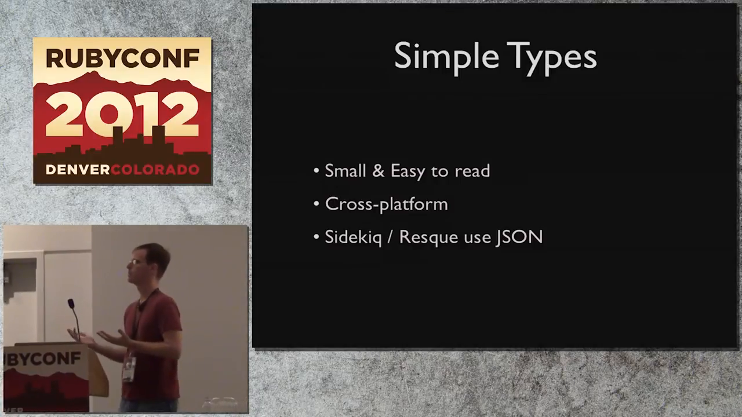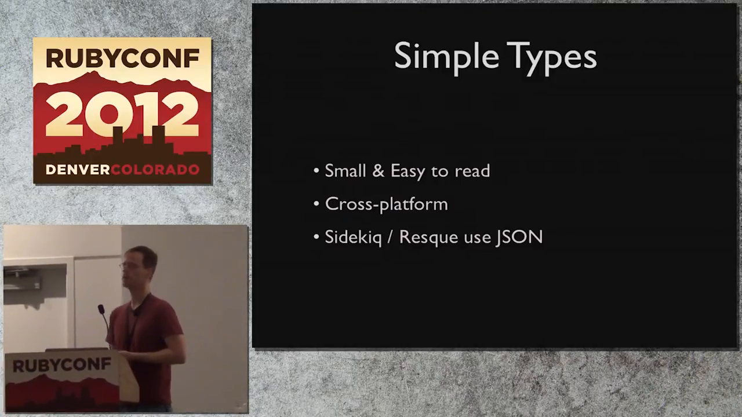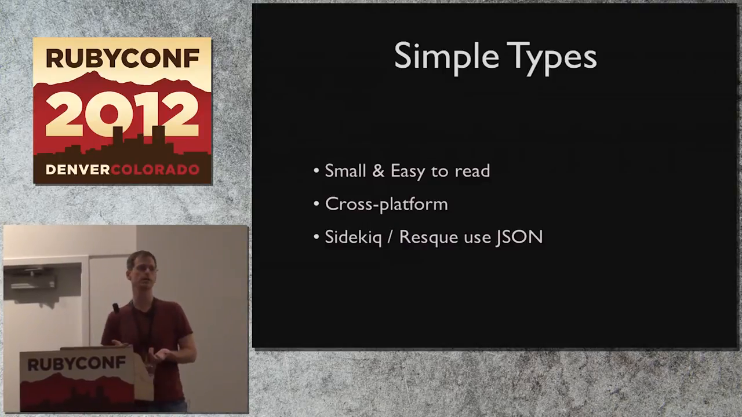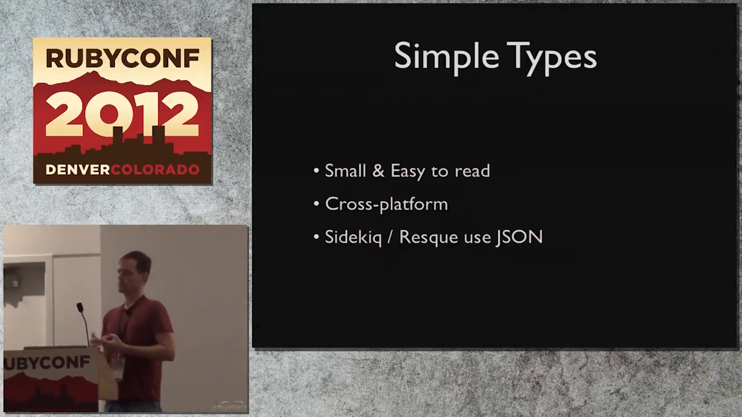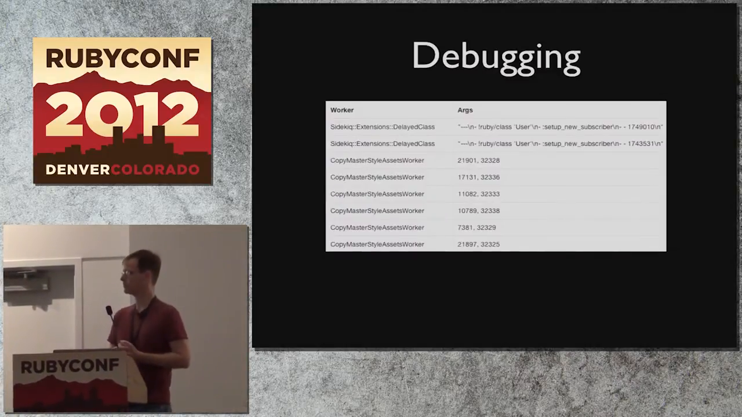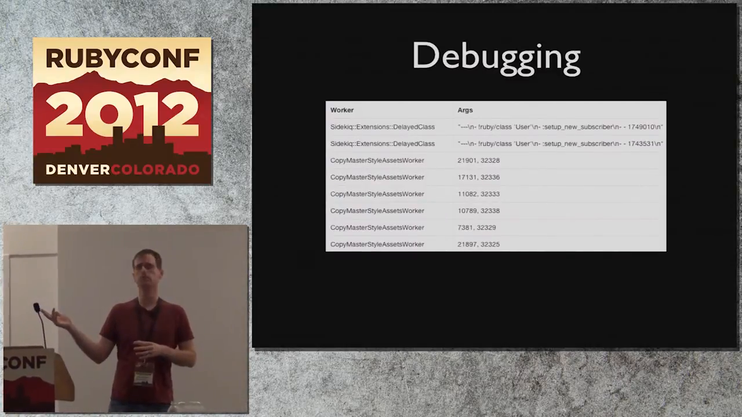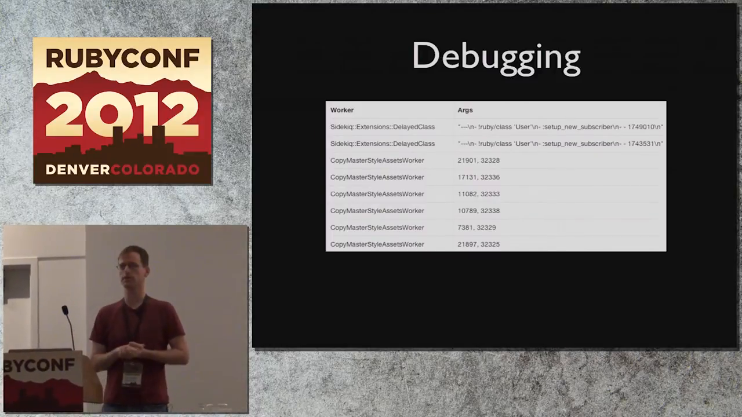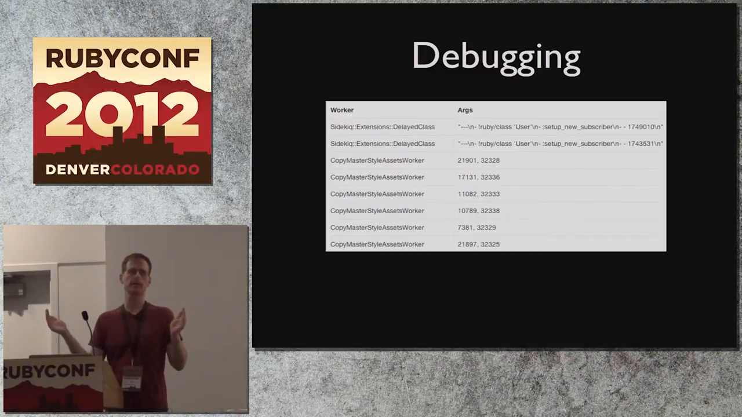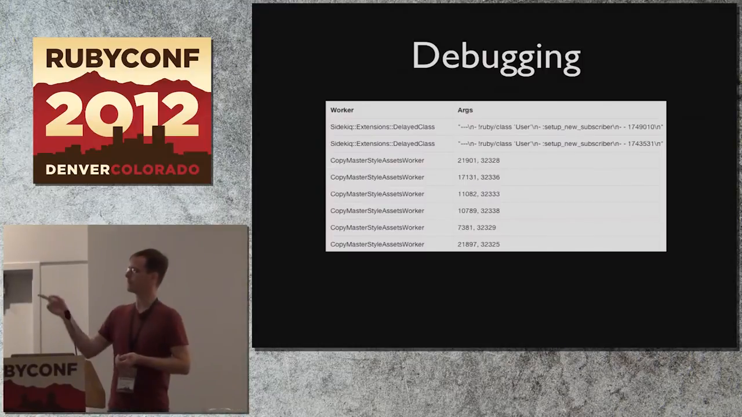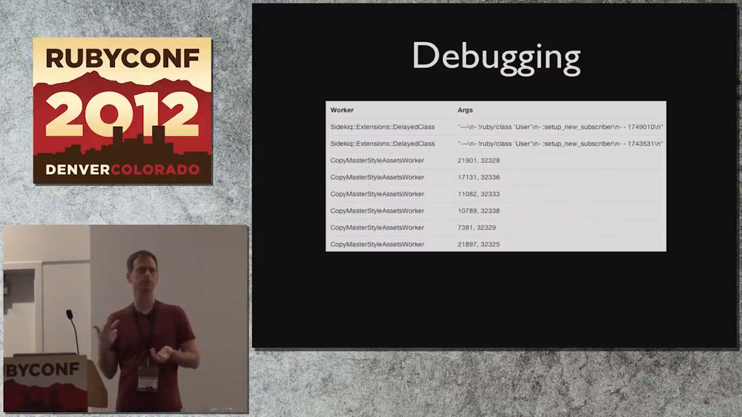Simple types. Simple types are easy to read, they're cross-platform, and that's why Resque and Sidekiq use JSON, because that forces you to use those simple types. JSON does not allow you to serialize a full Ruby object. By doing that, tooling becomes much simpler. You can now inspect the contents of your queue visually and see exactly what arguments you're passing into that method. Instead of passing in a kilobyte or a few kilobytes of binary data, you're just passing in a few simple integers. Now I can pop into Rails console and execute that job myself manually.